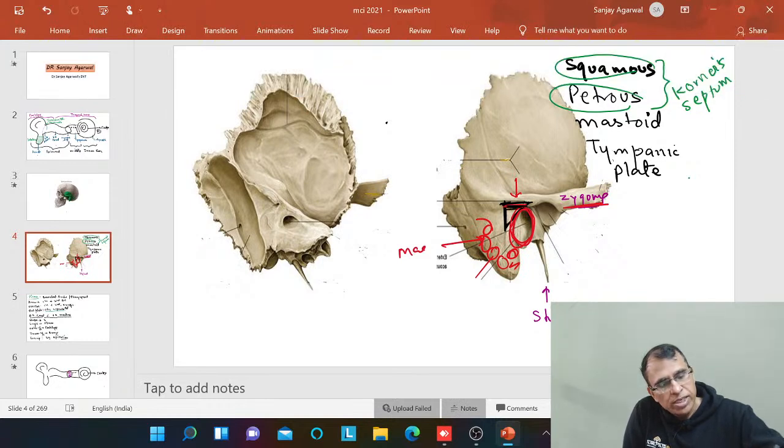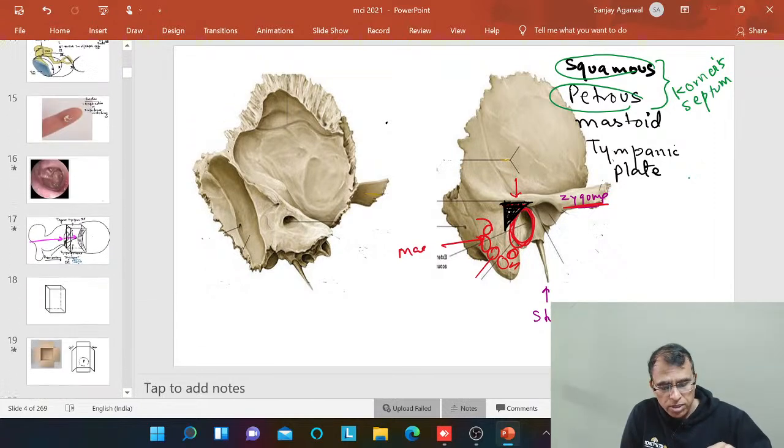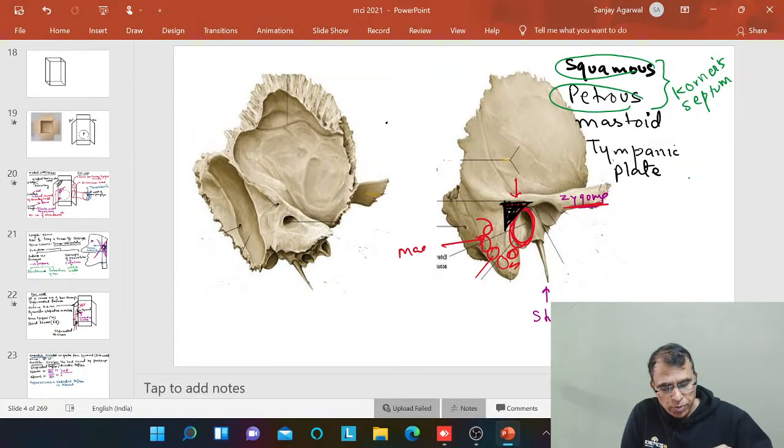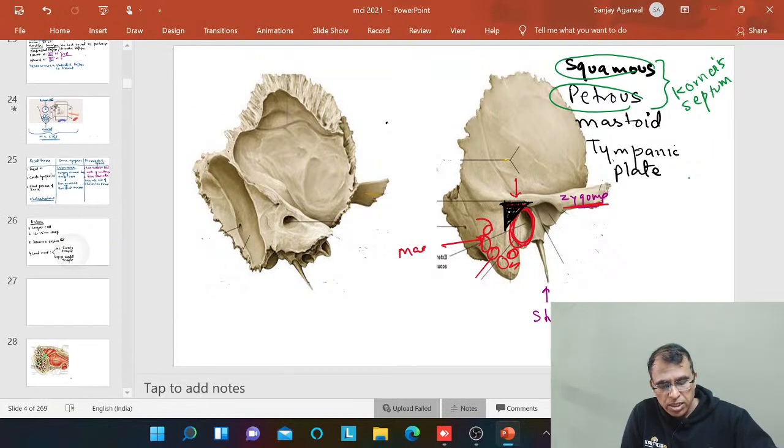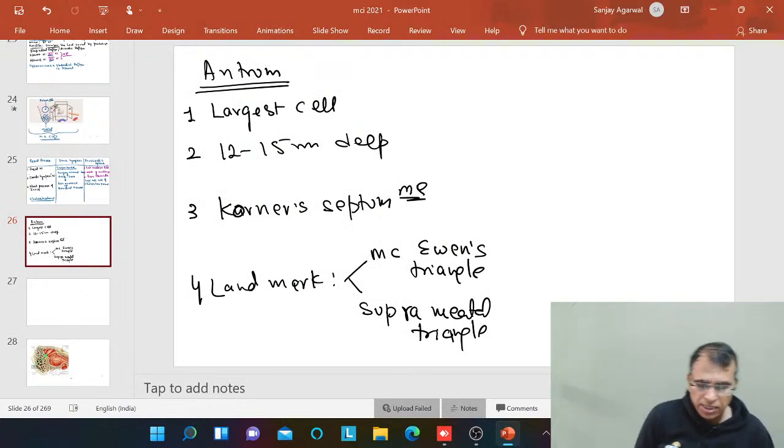This is your McEwen's triangle. Triangular area. See, it is above the meatus, isn't it? That's why it is also called supramietal triangle. What is the other name? If you notice, it is also called the supramietal triangle. So that proves that it is above the meatus. Meatus is the other name for external canal. I hope you get that.